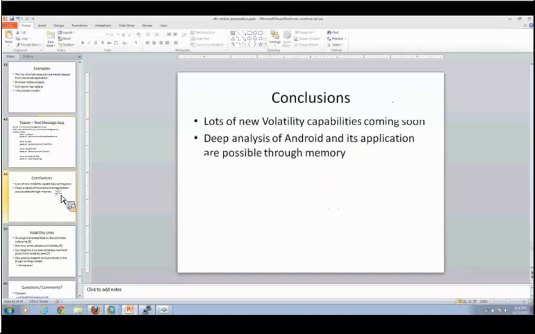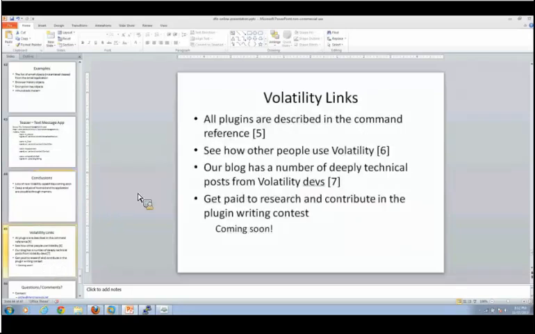So in conclusion, we have a number of new capabilities coming soon. The next release will have the base ARM support, which will let you look at the kernel plugins, and the release after that will let you actually look at the Android applications themselves. That will be, I don't know, a few months from now, but we're working on it currently. One thing before we wrap up and I take the final questions: I just wanted to share a few Volatility links for people who maybe aren't familiar with the project or want to see what's been going on.